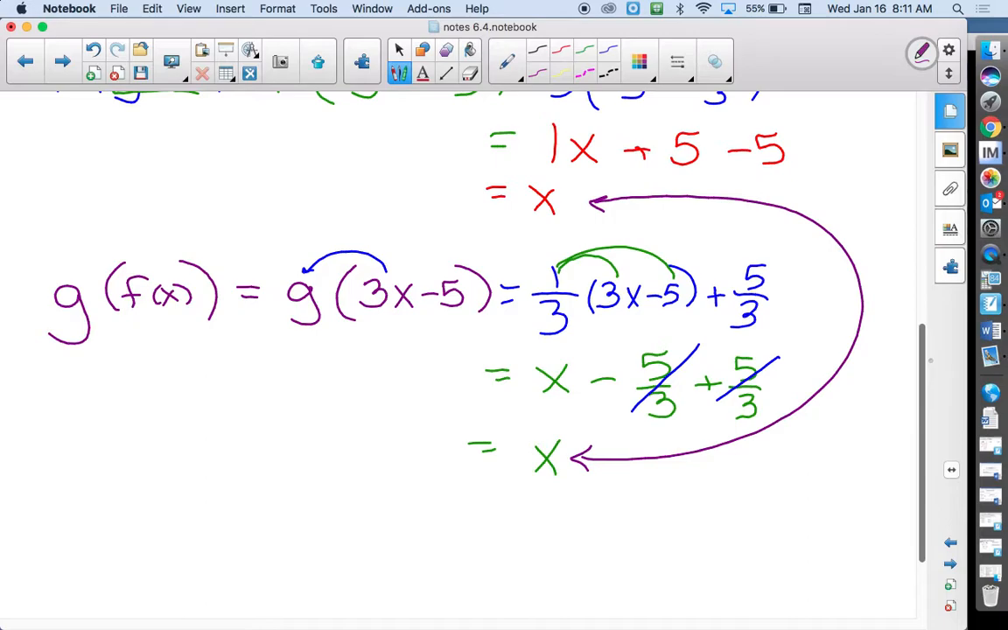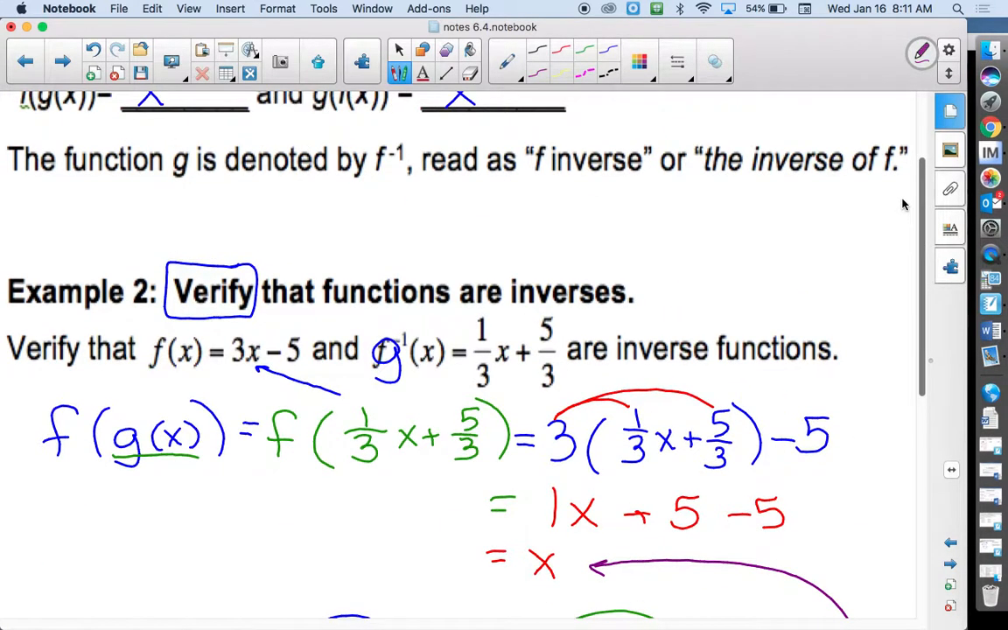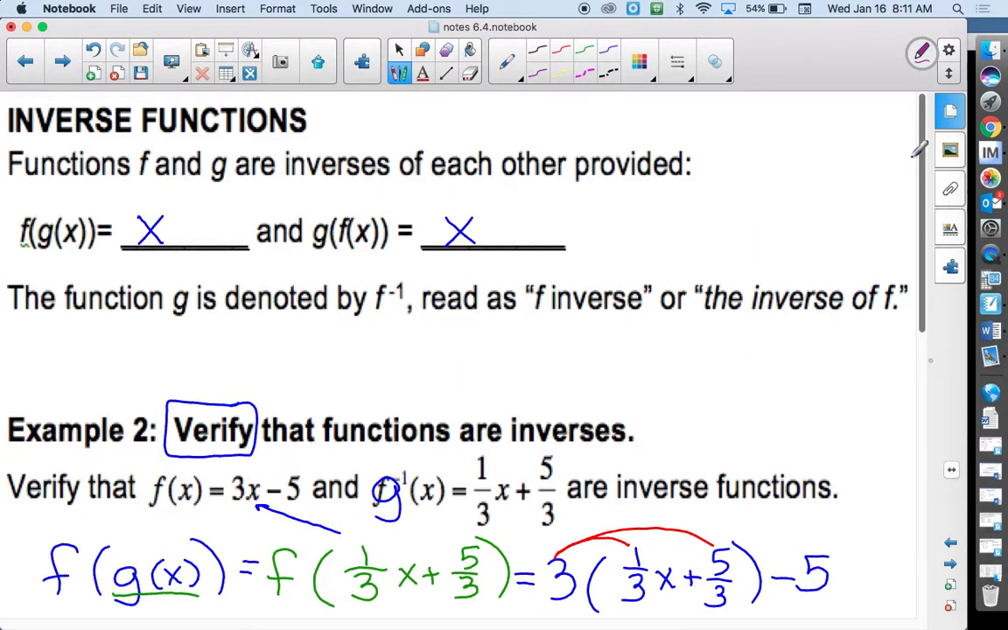Again, a friendly way of saying prove. We've shown that both of these functions are inverses because they're now both simplifying down to the value of x. And that's the true definition of an inverse. Two functions are inverses of each other if f of g of x equals x and g of f of x equals x.